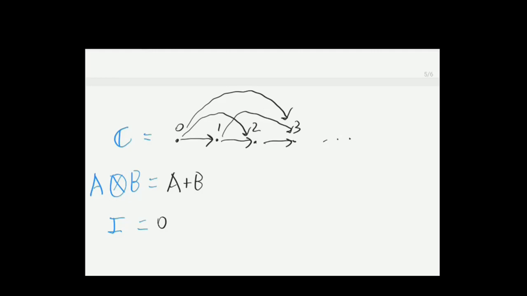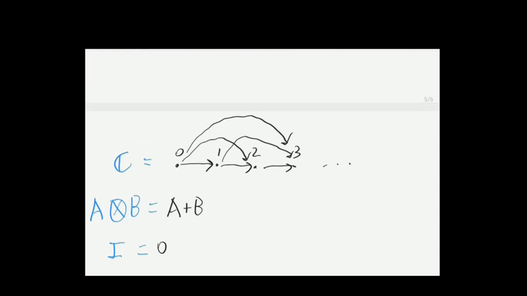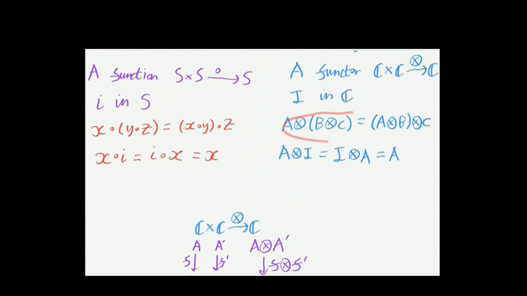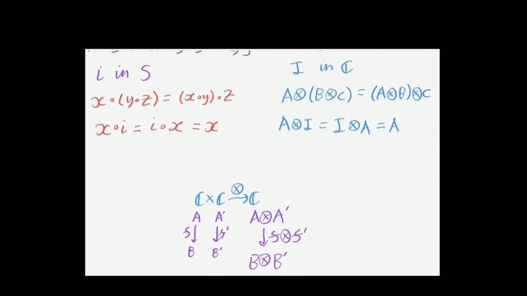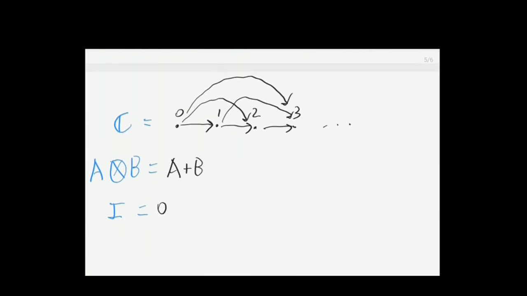And then we can have an idea of tensor product. So we could say that the tensor product of a couple of numbers is just the sum of those numbers. And we can take our unit to be 0. And so it's quite a good exercise to check that this really does give us a strict monoidal category. For example, we can see that this condition is true because if we have numbers A, B, and C, then (A plus B) plus C is equal to A plus (B plus C), and so on.